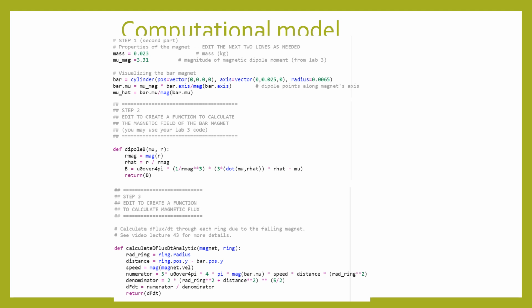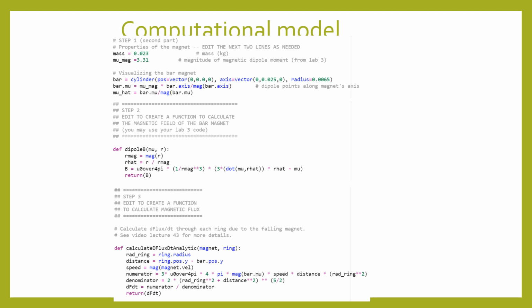For the computational model of this experiment, the first step was to declare the variables. As you can see, we have mass in kilograms and the magnitude of the magnetic dipole moment, which we got from lab 3. And we have some code to visualize the bar magnet. Then for the second step, we created a function that calculated the magnetic field of the bar magnet.